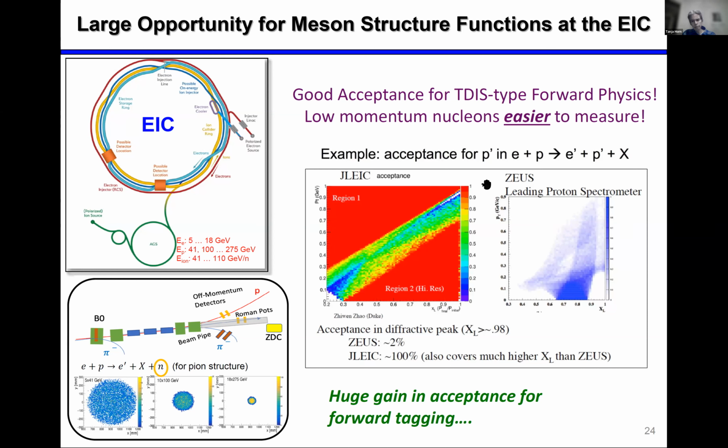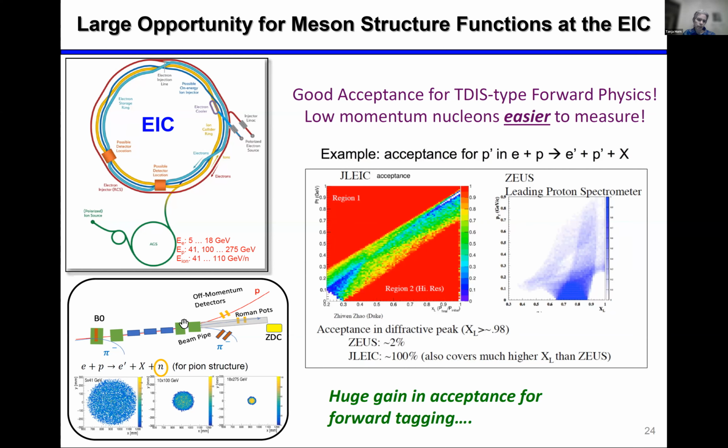Here's an example: the acceptance for the EIC shown versus the one at HERA. So remember, I showed you earlier the data from ZEUS. And essentially what you can take away from this is that the acceptance for these events, in this particular range of x, is basically covered everywhere in the EIC. So one would say it's 100% coverage. For ZEUS in comparison, one can see a lot of white, which basically means there's no acceptance, and that would summarize in numbers to 2% versus 100%. So clearly there's a tremendous and huge gain in acceptance for forward tagging for these measurements.